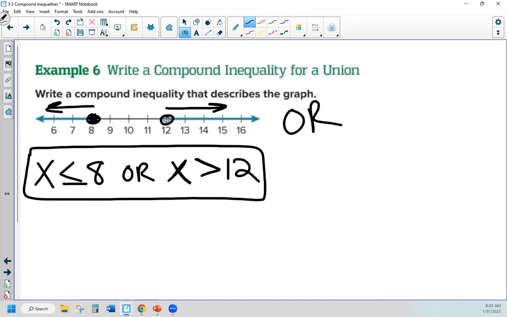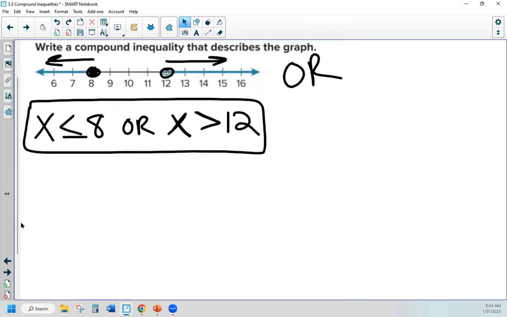Okay. A friendly reminder, when we have a compound inequality with the word or, there's no way for us to write it without the word. You either put the word or it's not an or inequality. If it doesn't have an or inside of it, it will be an and inequality. All right. That's it for this one.